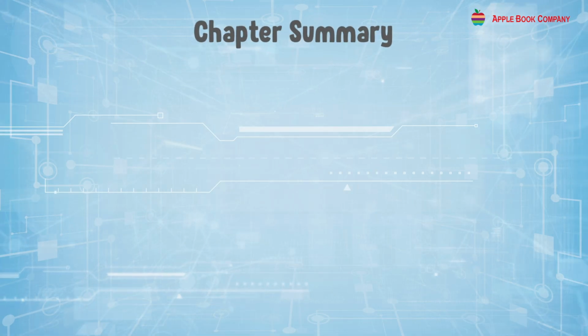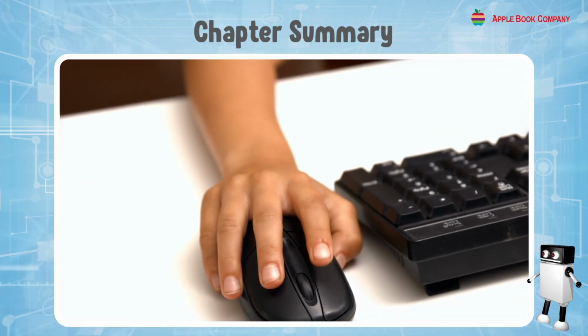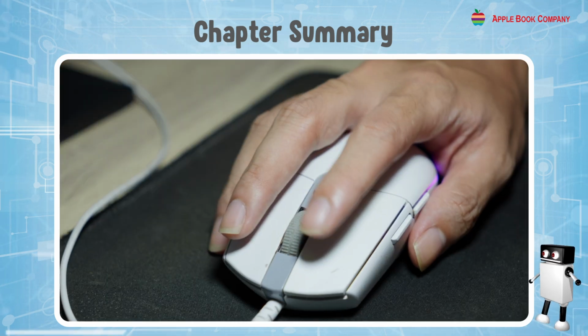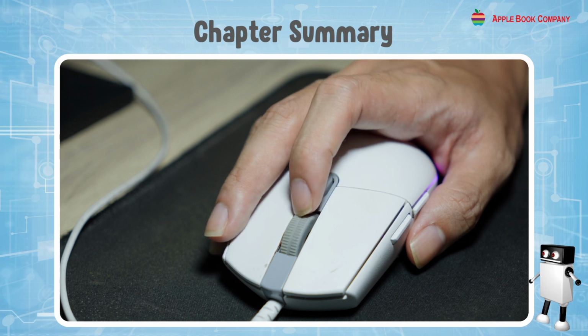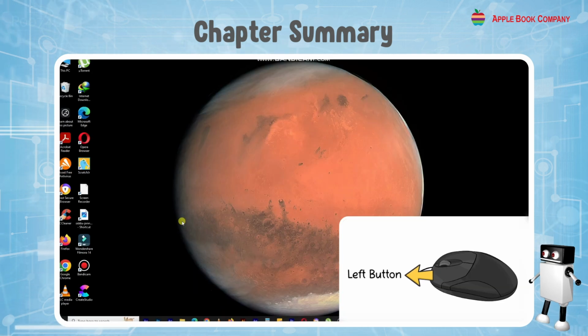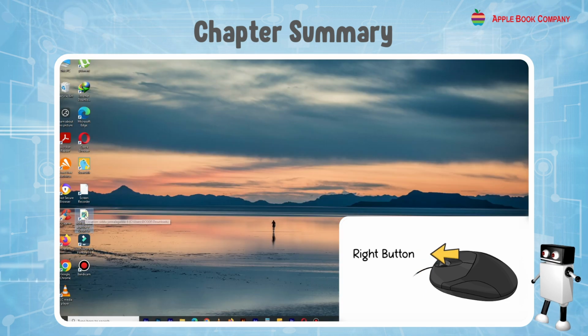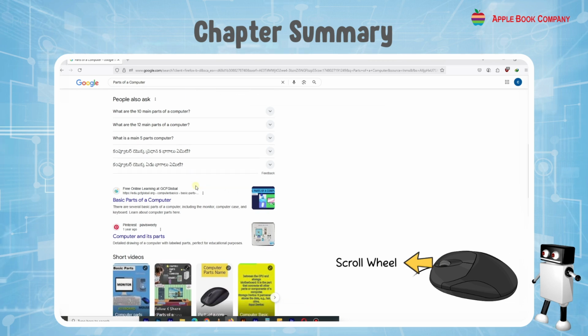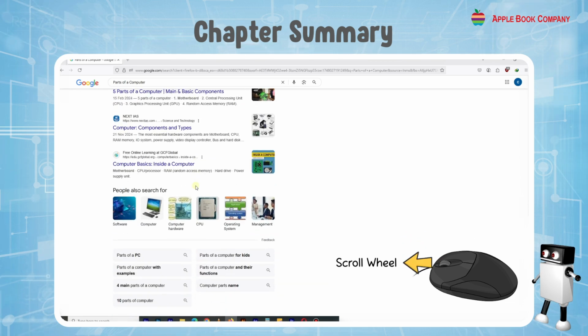Now let's get back to the chapter summary. A mouse is a pointing device used to control the computer. A mouse has two buttons and a scroll wheel. The left button is used for selecting things on the screen. The right button opens menus with more options. The scroll wheel helps move up and down on the screen.